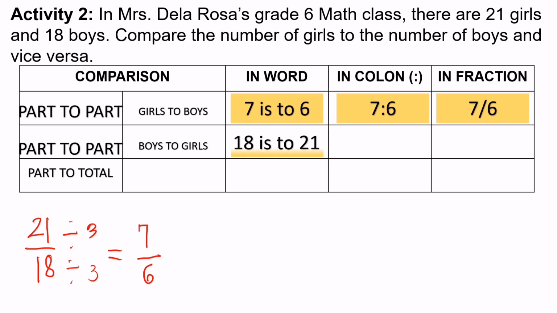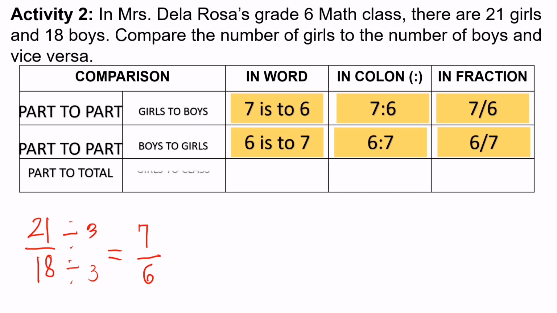And the lowest term is 6 is to 7. In colon, 18 is to 21. Of course, the lowest term, 6 is to 7. In fraction, 18 over 21. And in lowest term, it is 6 over 7. So, kung mapapansin nyo, binaliktad lang natin yung 7 at 6. Kasi nga, vice versa. So, babaliktarin lang natin yung form ni boys to girls or ni girls to boys.